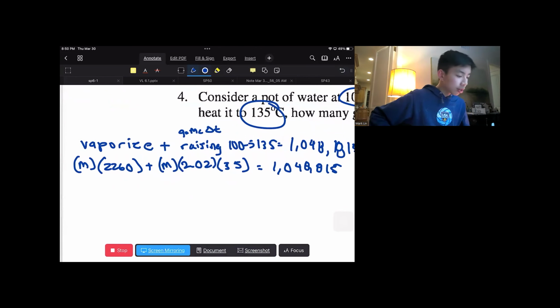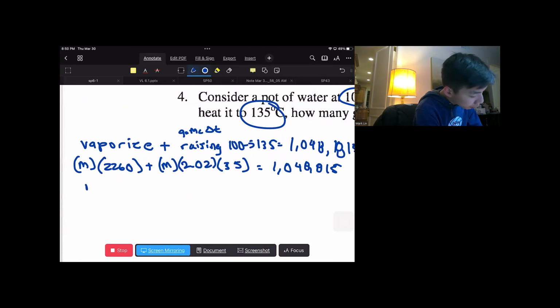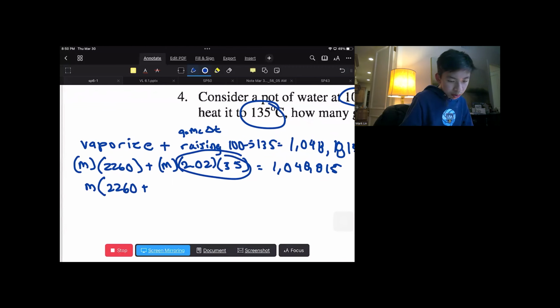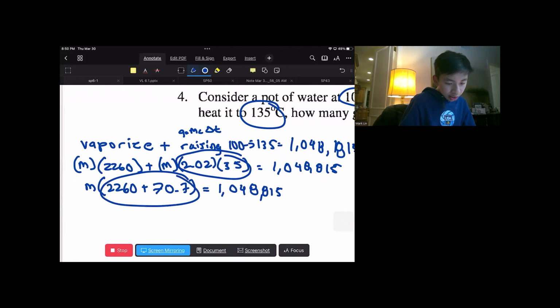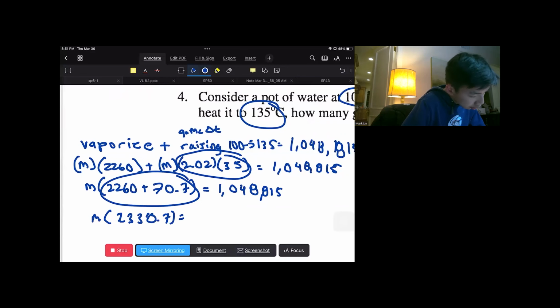We need to isolate M. So if you factor M out, you're going to get 2260 plus this times that, so 2.02 times 35, which is 70.7, times M equals 1,048,815. Added together, 2260 plus 70.7 is going to be 2330.7.